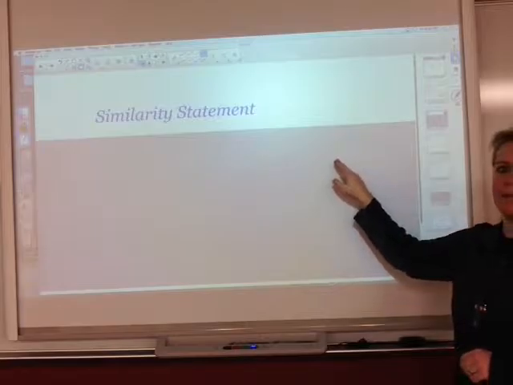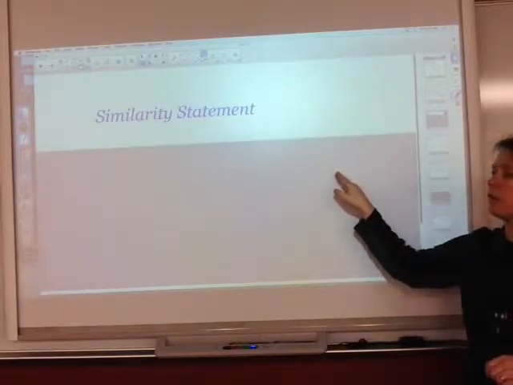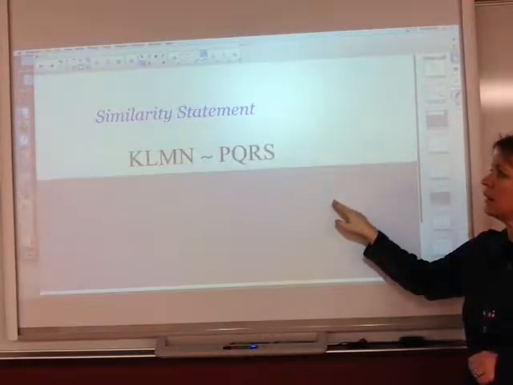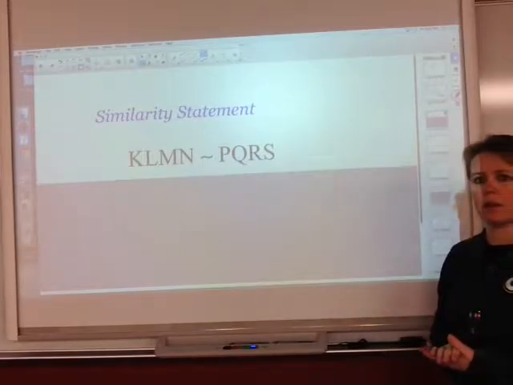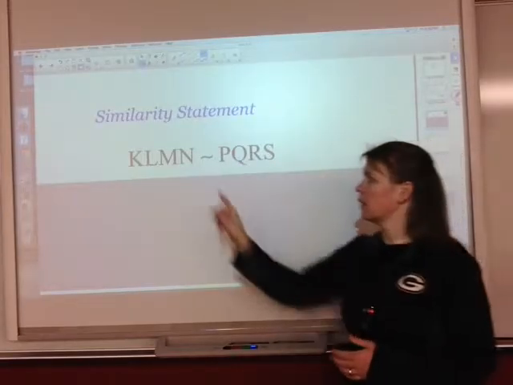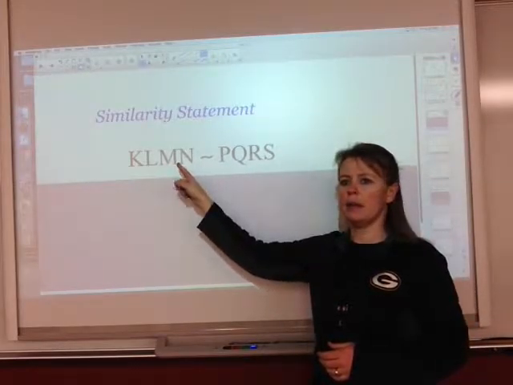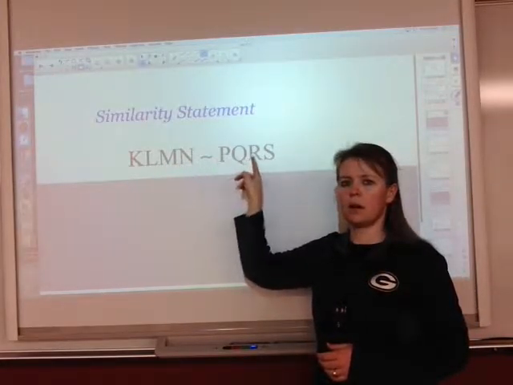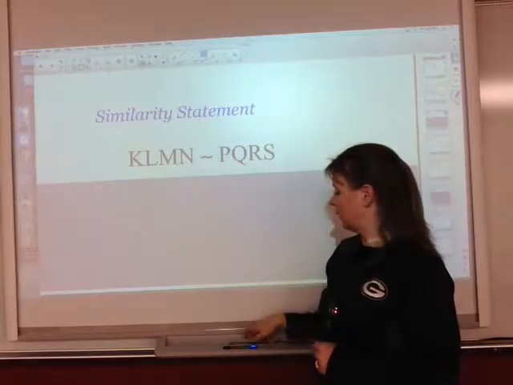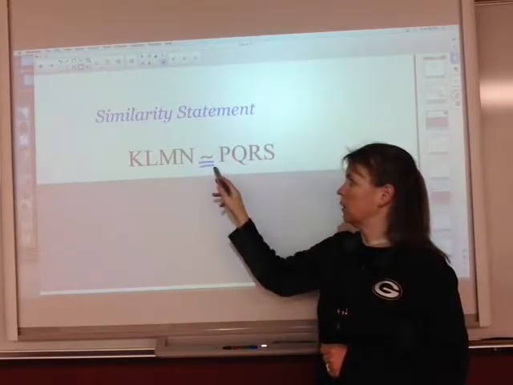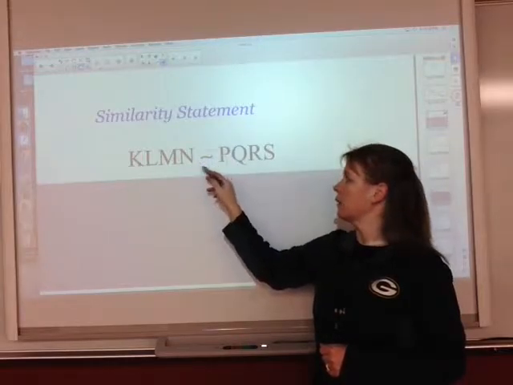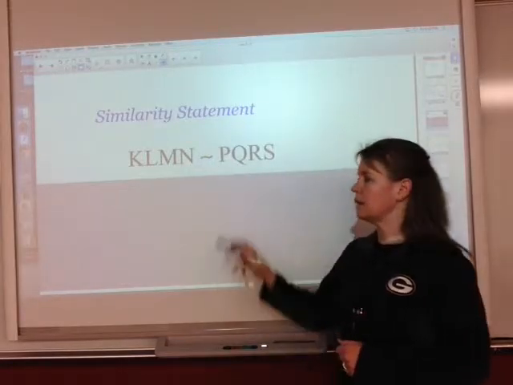A similarity statement. You were asked to do a similarity statement in number 5 of last week's worksheet. We know that this is a quadrilateral. We don't know what kind of quadrilateral, but we know that it's a quadrilateral. Quadrilateral KLMN is similar to quadrilateral PQRS. Take a look at that similar symbol. It's like the top of the congruent symbol, the swirl at the top. You take the equal sign out, that's similar.